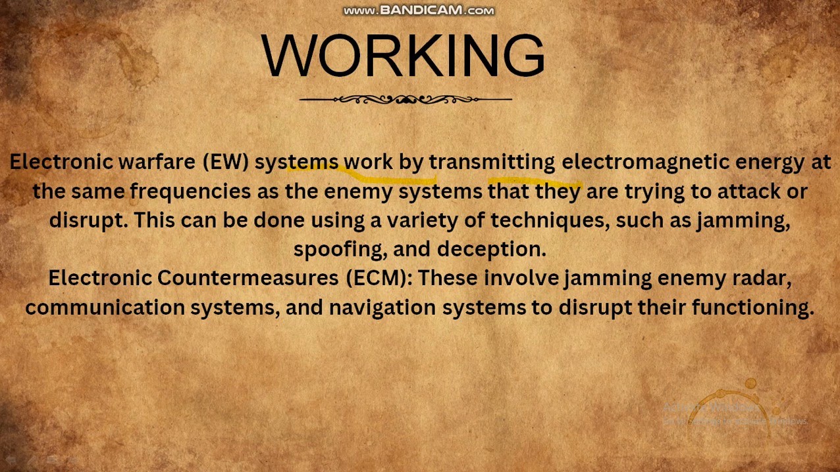There are three components of electronic warfare. The first is electronic countermeasures, which involve jamming enemy radar, communication, and navigation systems to disrupt their functioning. When we want to attack our enemy, we use electronic countermeasures. This is called electronic attack, using jamming signals or false information.